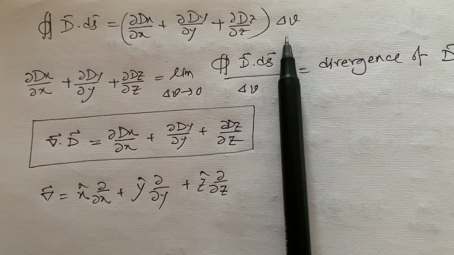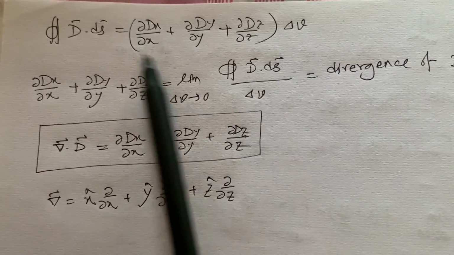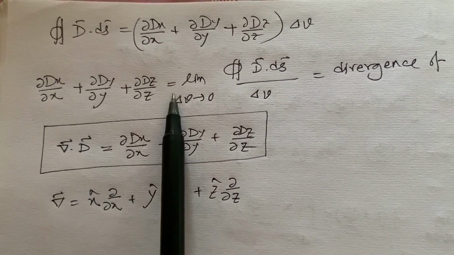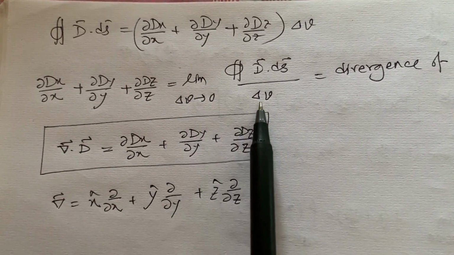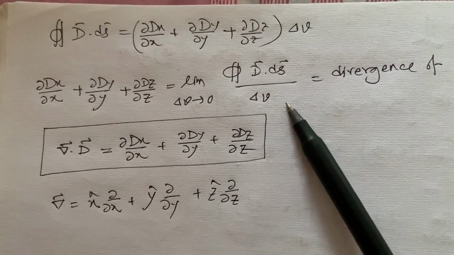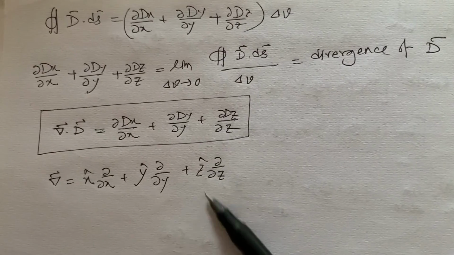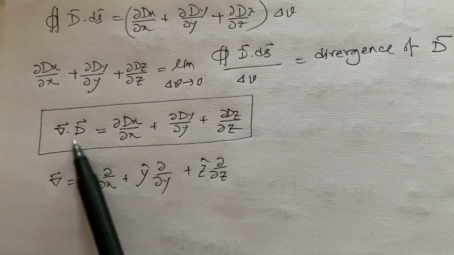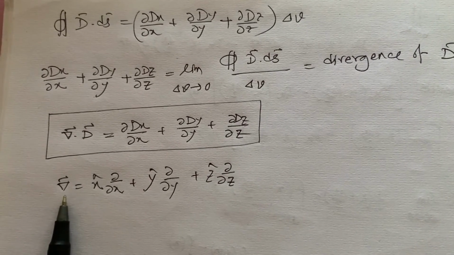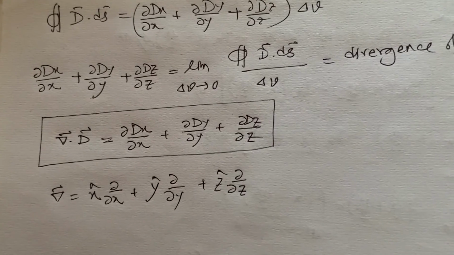And if I just change the side of this delta v, taking this delta v on the left hand side, I am writing this thing equal to the limit of delta v tends to 0, and this integration is this one. And this thing is entirely defined as the divergence of the field D. And the quantity on the left hand side is defined like this. We know that this is the del operator, and the del operator is usually defined like this. This is the standard definition of the del operator.